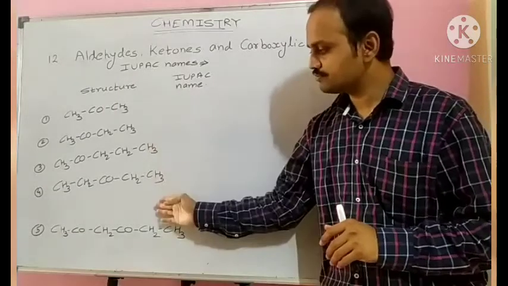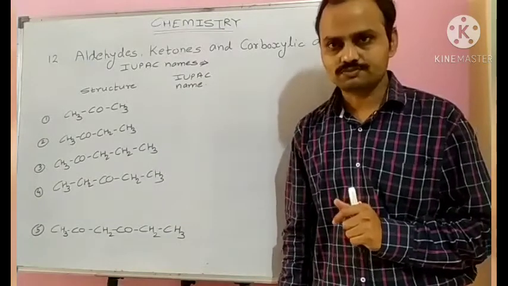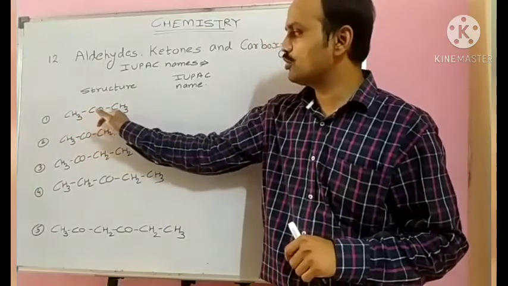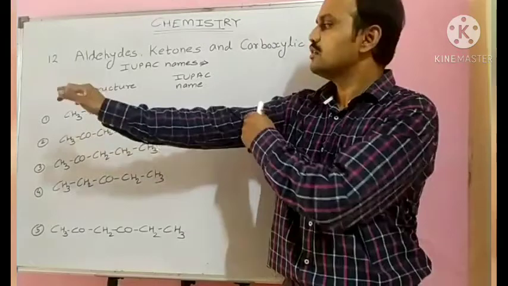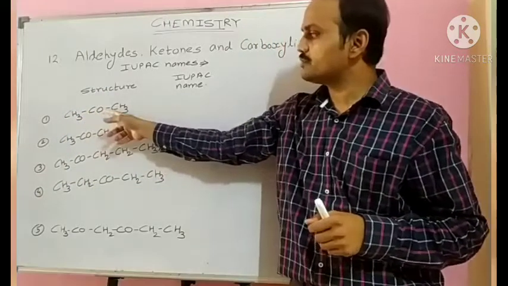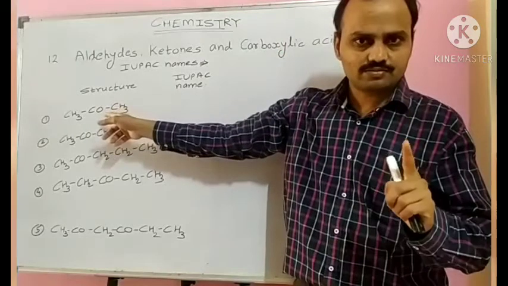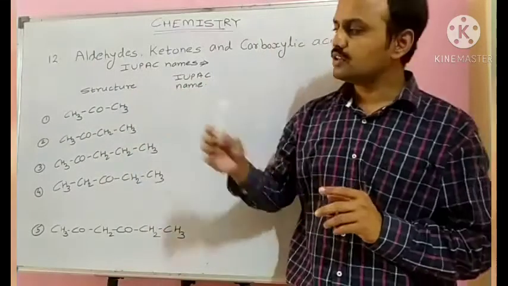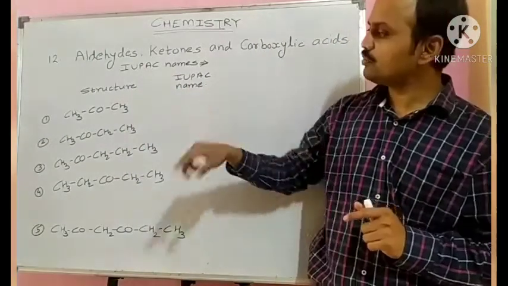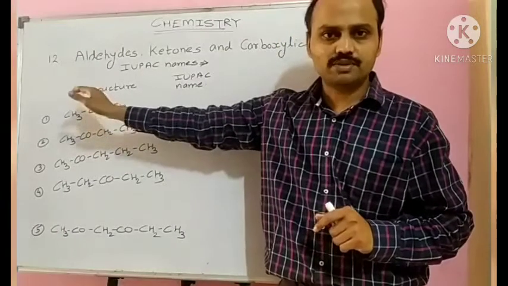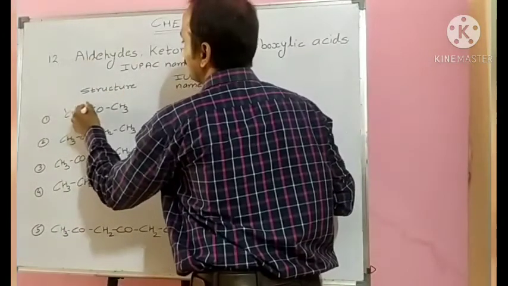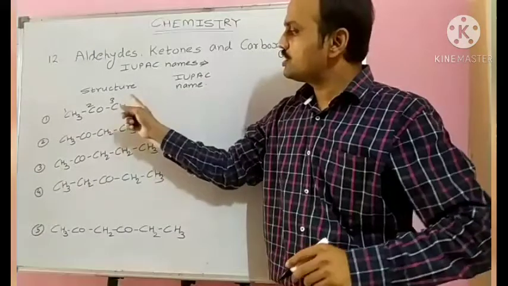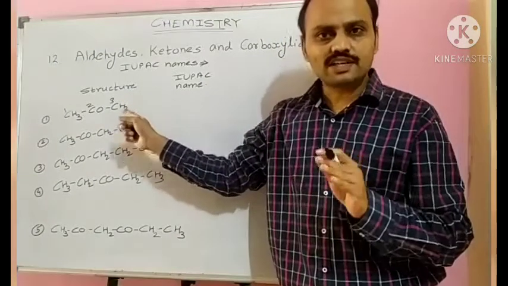Let us start with the first structure, CH3 CO CH3. Actually it is CH3 C double bond O CH3. There are total 3 carbon atoms in straight chain, from left to right or right to left. From any way, numbering will be the same, because C double bond O carbon will get the second number. So 1, 2, 3, this can be the numbering.